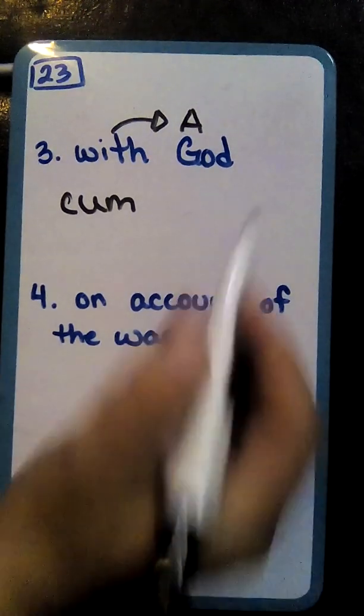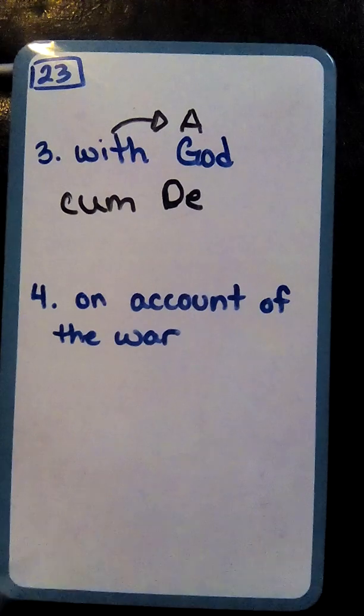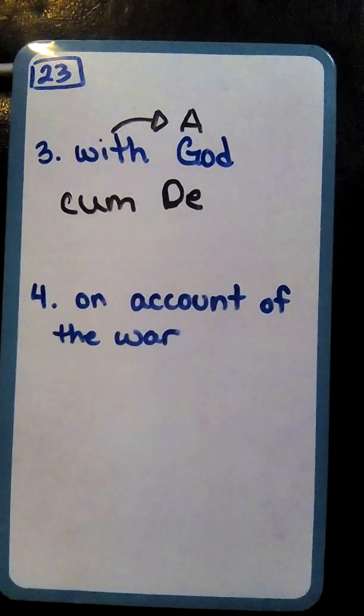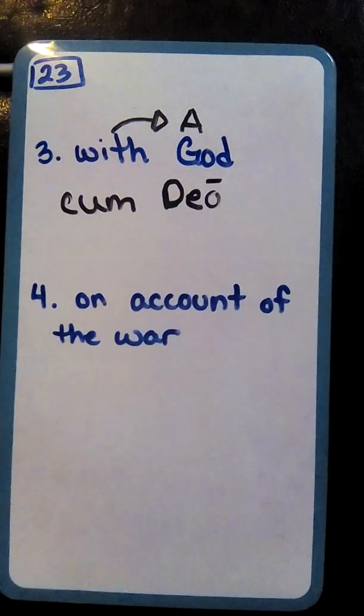Well, we know the stem of God is de, and God is in the second declension masculine. We know that because we learned deus, dei, and us-i tells us second declension masculine. So we're going to look in our second declension masculine, singular, because God is singular, and we're going to find our ending, and our ending is o. So cum deo.